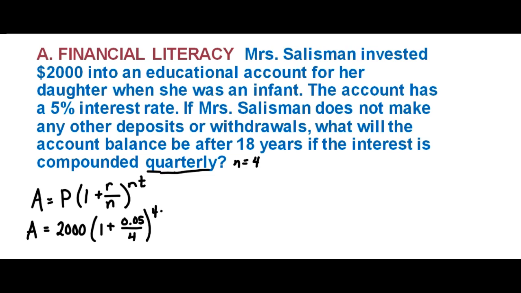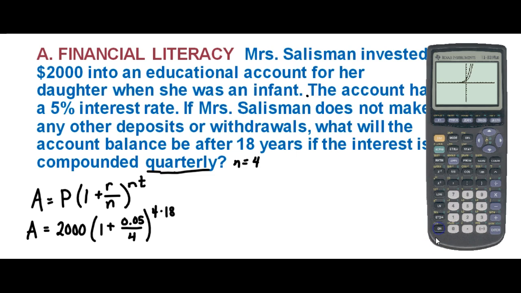And then we take 4 times 18, which is the number of years that the interest is in the bank, or the money is in the bank. So for this, I would just recommend using a calculator to make your work easier for you. So let's go ahead and get rid of this. So if we put in 2,000 times 1 plus 0.05 over 4, all taken to the, and we'll want to put this in parentheses, this 4 times 18, or else it'll take that to the 4th power and multiply it by 18.